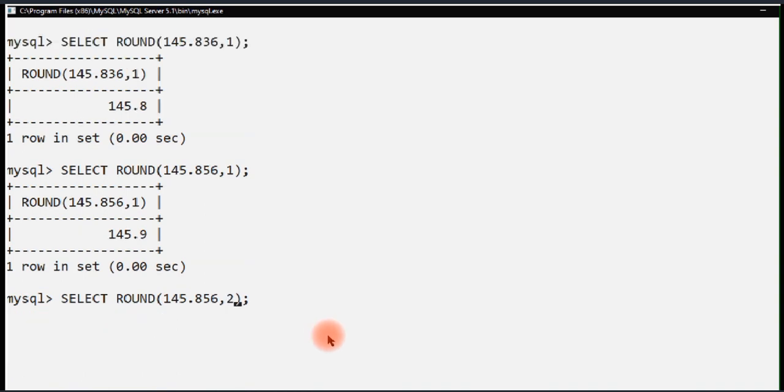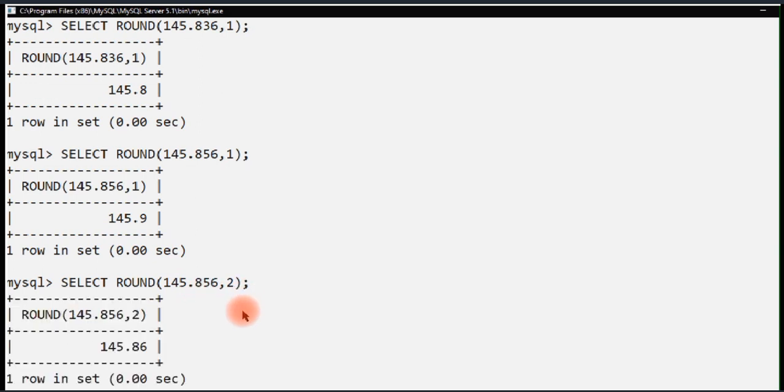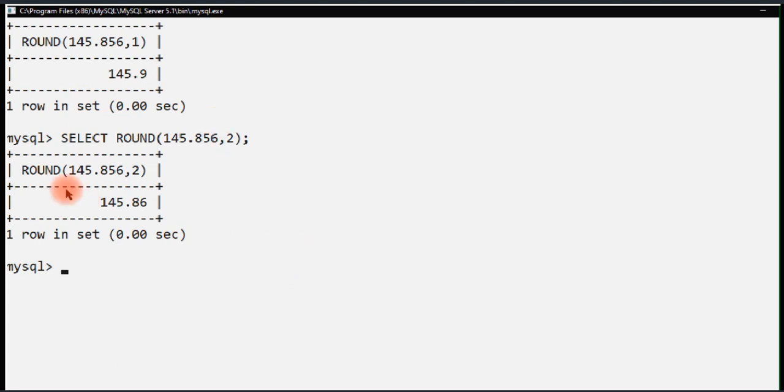Here I have written 145.856. That means after the decimal 2 digits are allowed. For 2 digits, what am I going to do? Yes, I am going to check the third digit, which is more than 5. That means my answer will be 145.86. Now I think it is clear.